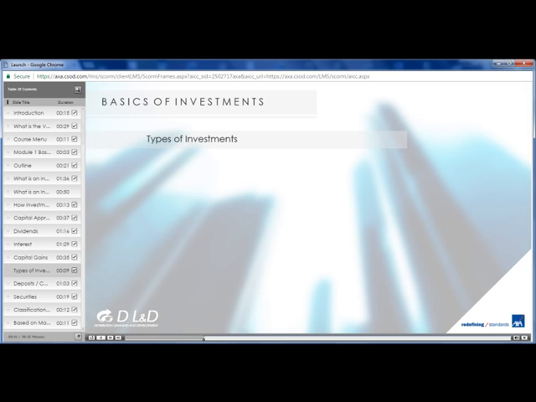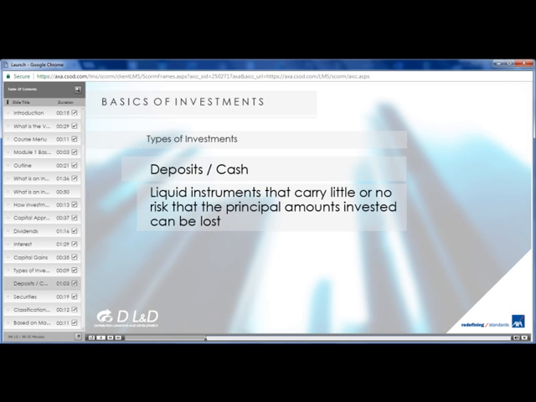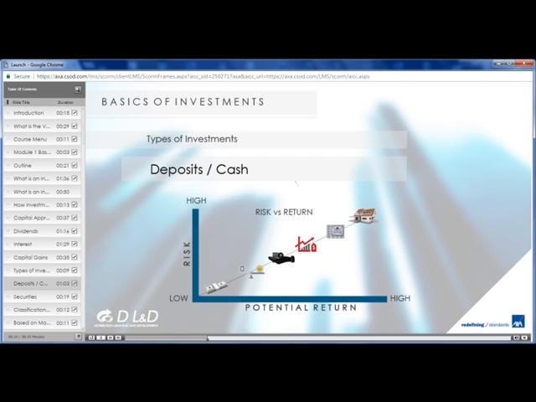Types of investments: deposits or cash, securities, property or real estate. Deposits or cash. This refers to all liquid instruments that carry little or no risk that the principal amounts invested can be lost. A liquid asset is something you own that can easily be converted to cash. The easier it is to convert to cash, the more it's considered to be liquid. They represent investments that are highest in safety and provide the lowest returns.